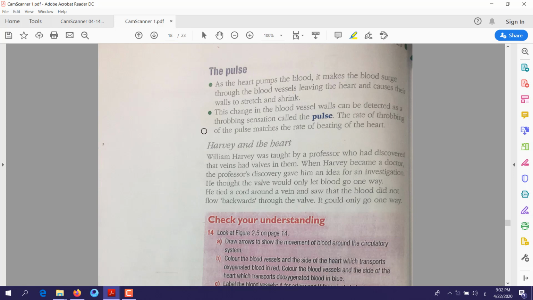Pulse. What do you mean by pulse? Pulse is when your heart muscles contract and relax. As the heart pumps the blood, it makes the blood surge through the blood vessels leaving the heart and causes their walls to stretch and shrink. So the change in the blood vessel walls can be detected as a throbbing sensation called pulse.